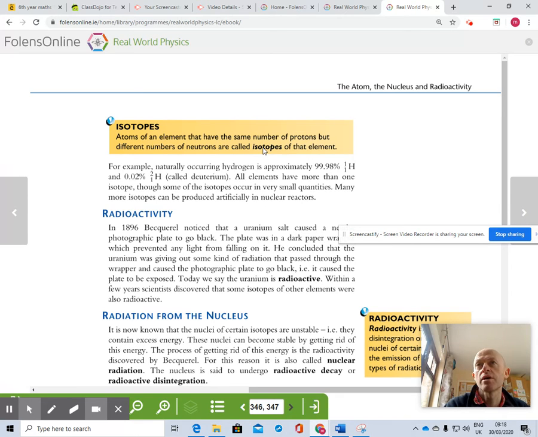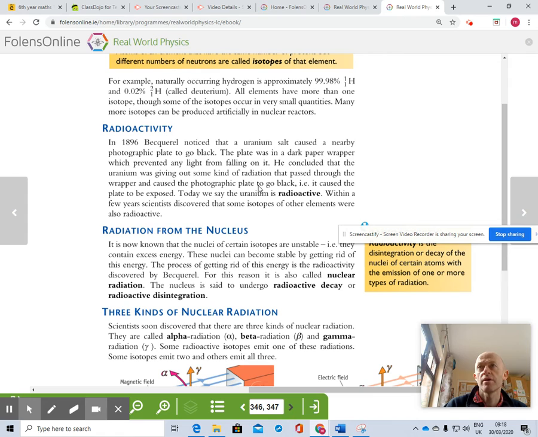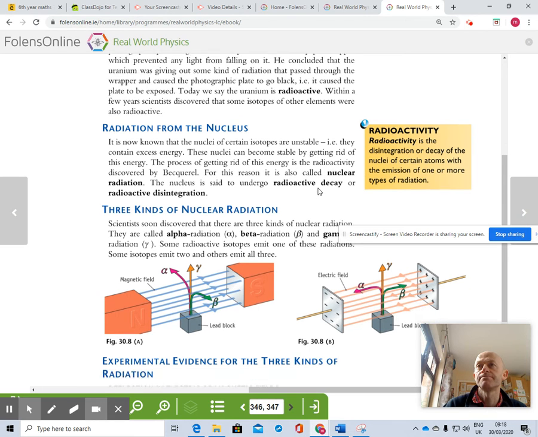And then isotopes, so elements that have the same number of protons but different number of neutrons are called isotopes. Now in 1896, Henri Becquerel was experimenting with uranium salts, and he found that a photographic plate nearby went black, which meant that the salts must be emitting something. So he basically is credited with the discovery of radioactivity. So radioactivity is the disintegration or decay of the nuclei of certain atoms. Now you must state nuclei when you're defining it.